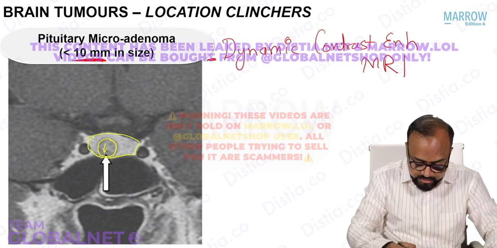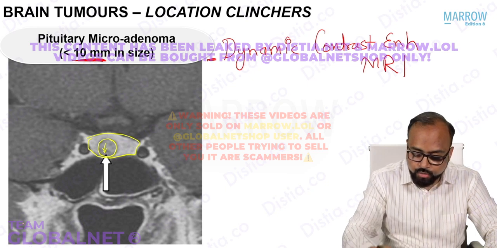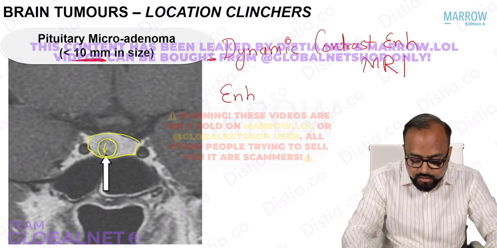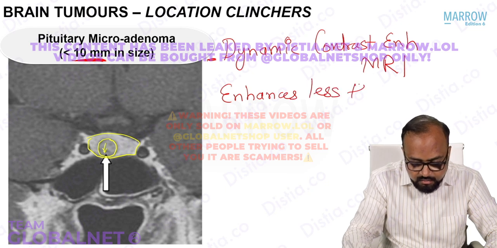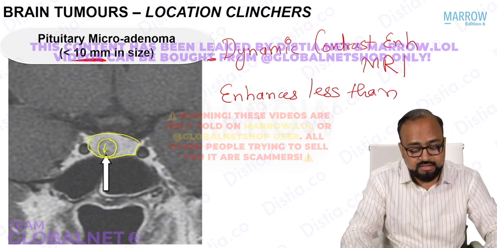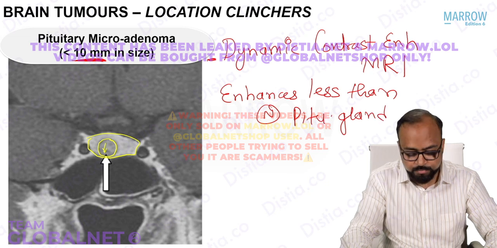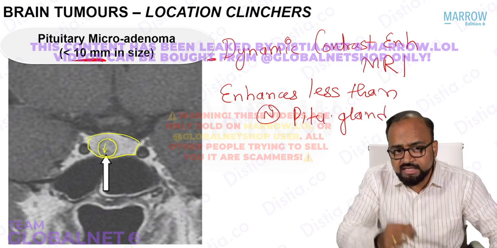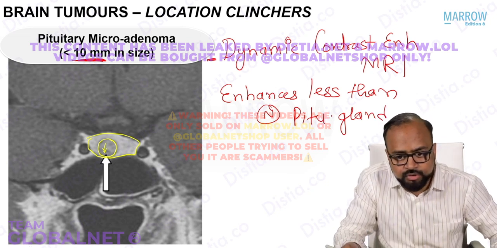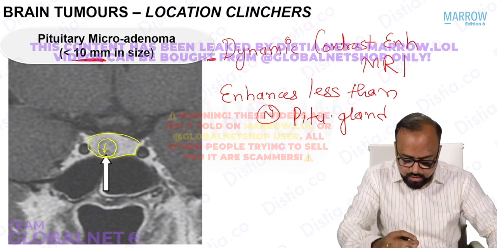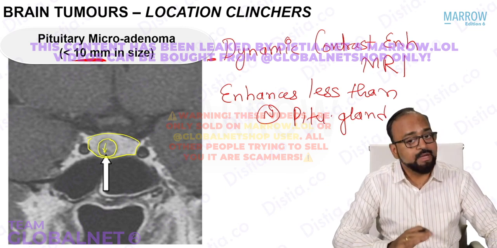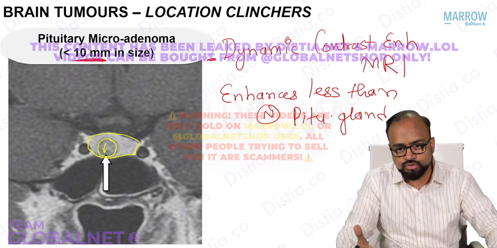gland? Yes. So what is the enhancement characteristic of a pituitary microadenoma? It usually enhances less than the normal pituitary gland. So a pituitary microadenoma usually enhances less as compared to a normal pituitary gland, right? So this is what is called a pituitary microadenoma. These are the specific features associated with it.